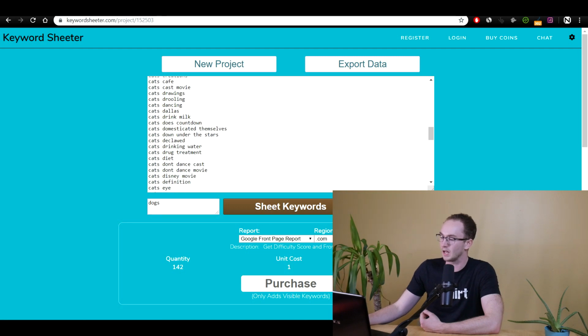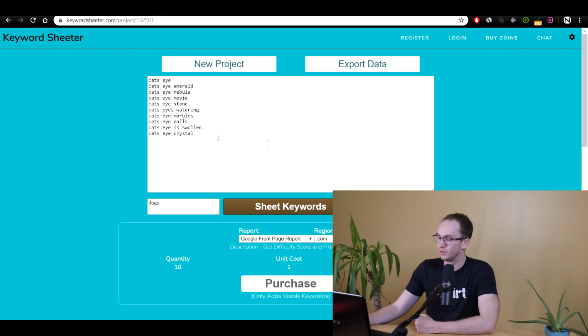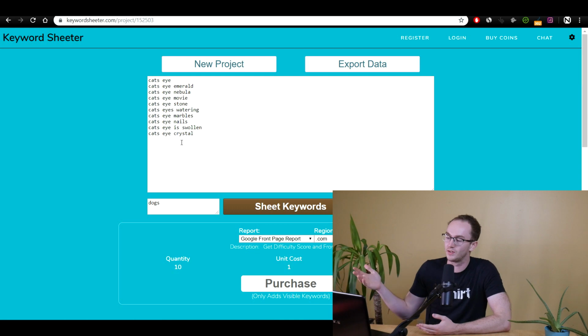You can maybe make it as positive filters, such as eye. So maybe you were just looking at cat eye stuff, so cat eye is swollen. Maybe that's a topic you write about, right? Or maybe cat's eye watering, cat's eye emerald. I don't know. This is going too deep here on this keyword, but this is just kind of giving you an idea of this tool.